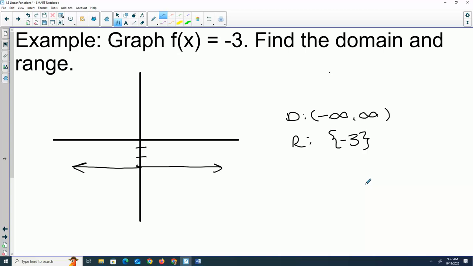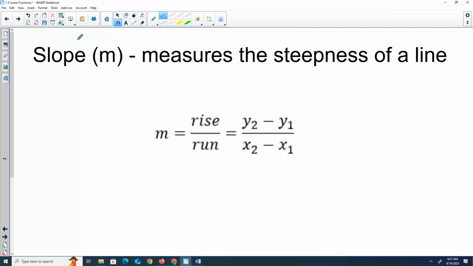If it's got both the x and y in it, you're talking about a normal slanted line. If it's x equals a number, that's a vertical line, y equals a number is horizontal. Next thing we need to refresh. Slope. That tells you how steep a line is. We find it by doing rise over run, or by doing the change in y over the change in x. So let's get that written down.